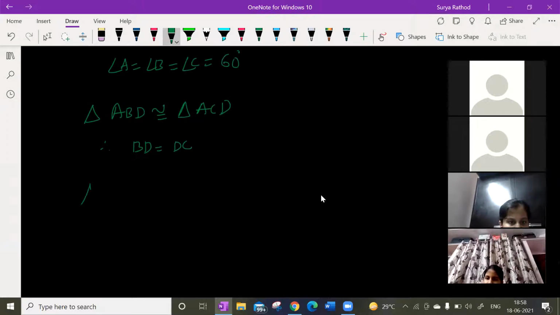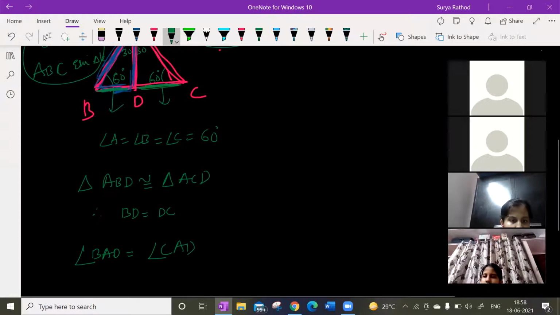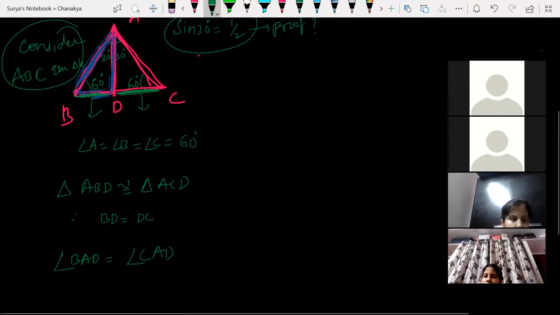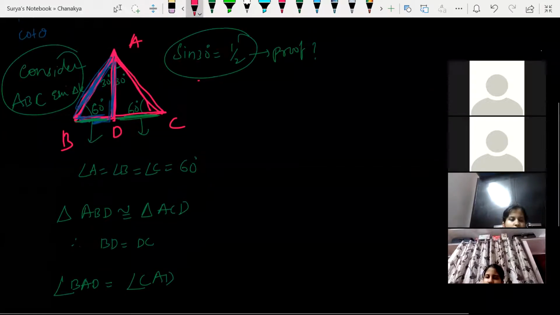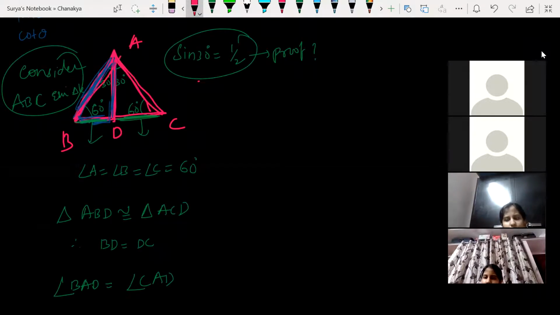Now can I write, from the triangle, angle BAD, which is equal to angle CAD? Look at this. Angle BAD is equal to angle CAD. Why? Because look at this. What is angle BAD? This is my angle BAD. I'm talking about this angle.